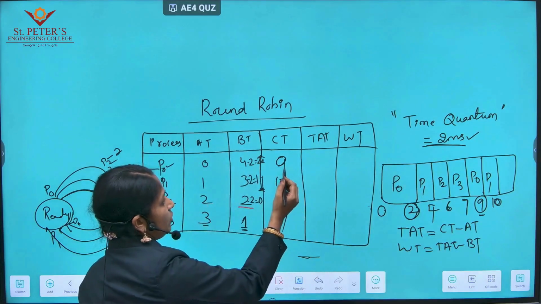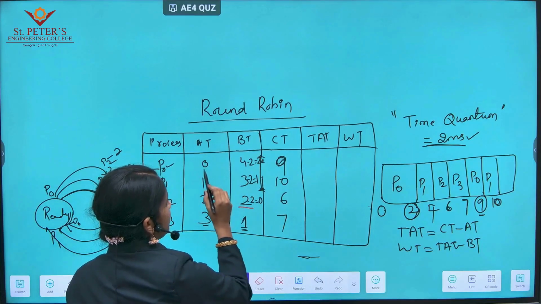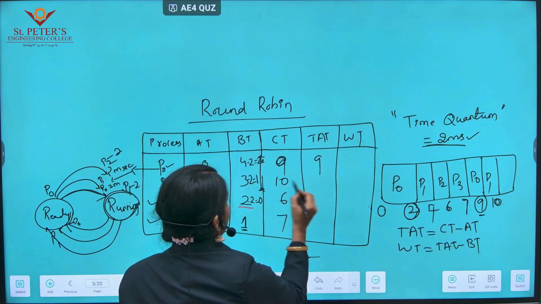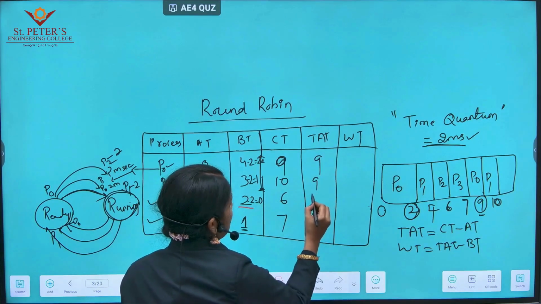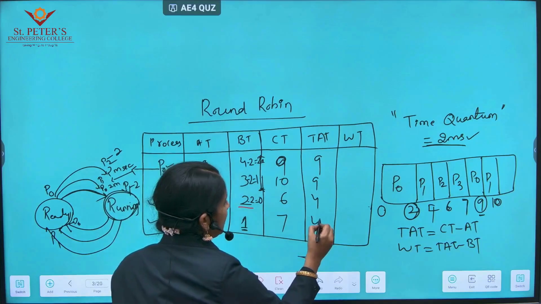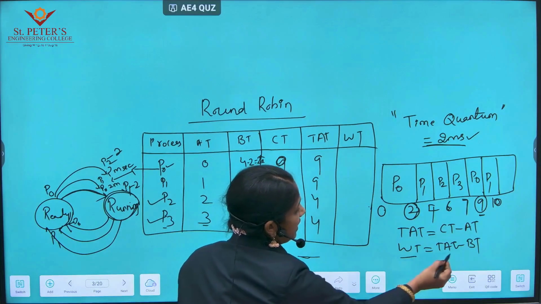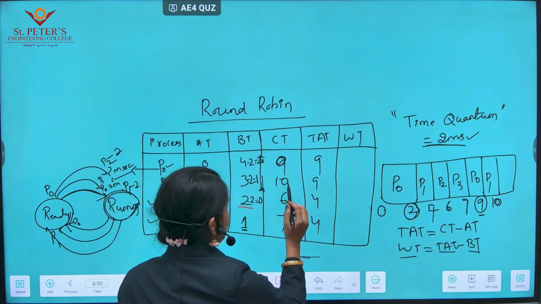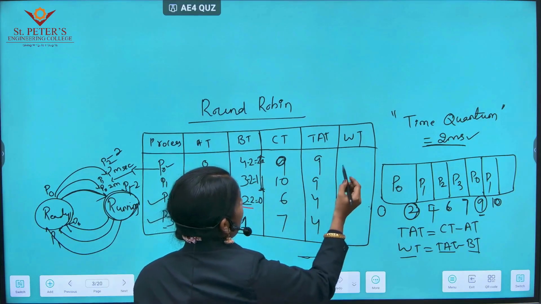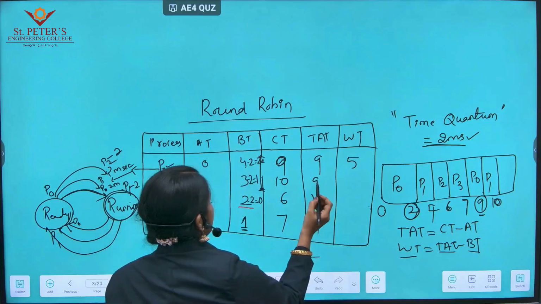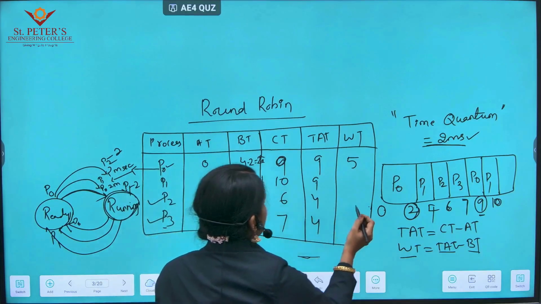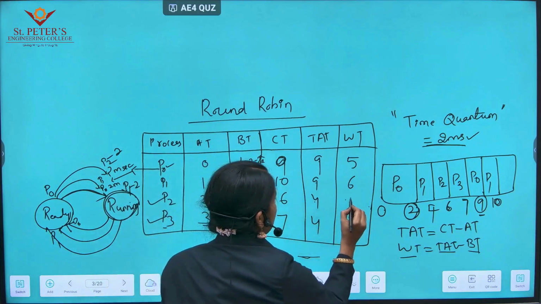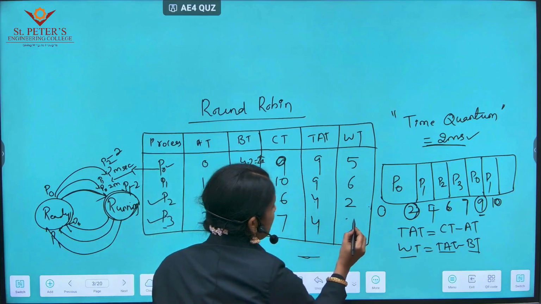Completion time for P0 is 9, and 9 minus arrival time 0 is 9. For P1, 10 minus 1 is 9. For P2, 6 minus 2 is 4. For P3, 7 minus 3 is 4. Waiting time is turnaround time minus burst time: 9 minus 4 is 5, 9 minus 3 is 6, 4 minus 2 is 2, and 4 minus 1 is 3.